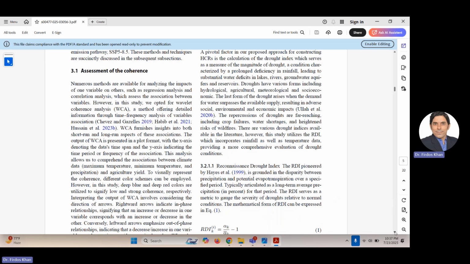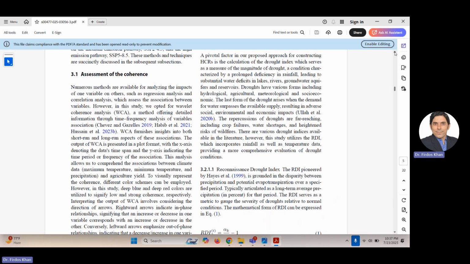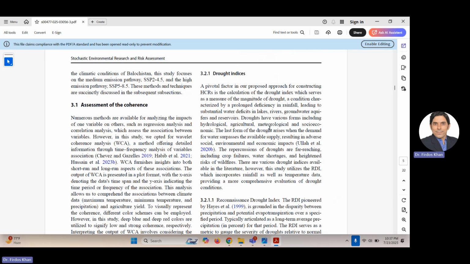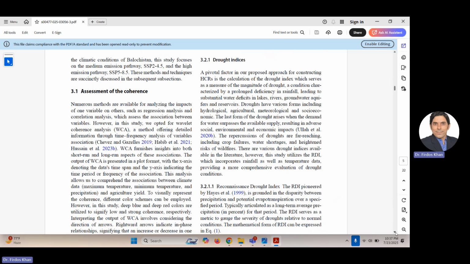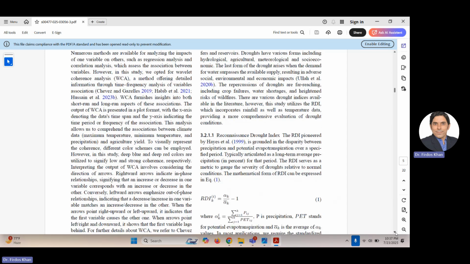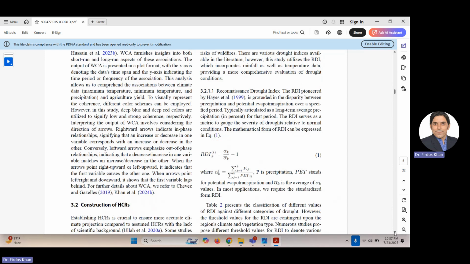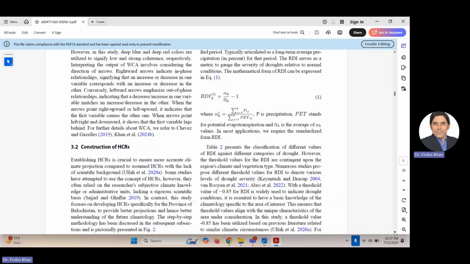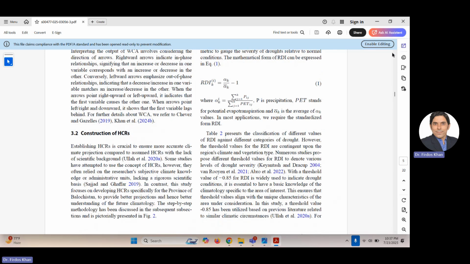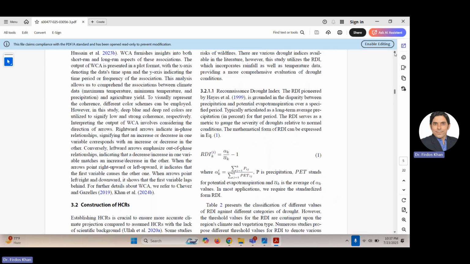We have divided this whole province into different homogeneous regions. For that, we need to calculate a drought index, and we have done RDI. We have not done the regionalization based on the drought index. We have done regionalization by using cluster analysis, a machine learning algorithm. So you need to do that first by using a machine learning algorithm, and then if you want to make homogeneous climate regions, you need to calculate the drought index, and we have done this drought index RDI.